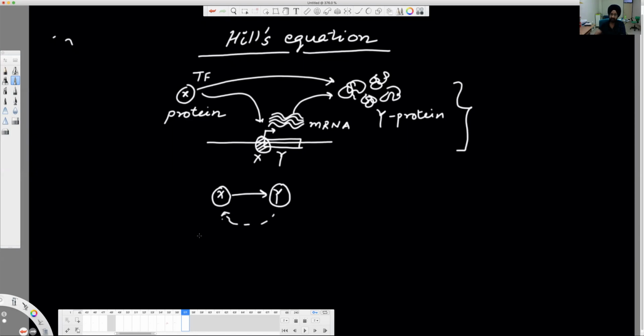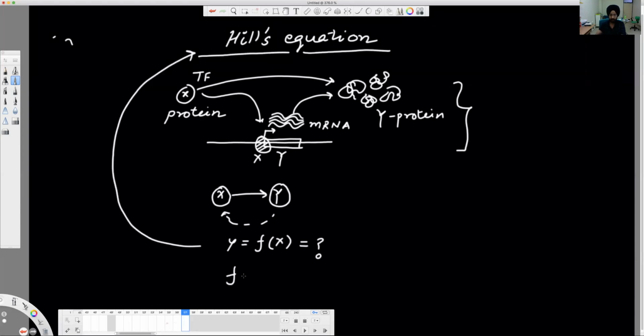What is that function? Okay, so we need to find a function which is, let's say, Y as a function of X, the concentration of X. But this function is unknown to us, right? This is what the Hill's equation does. It tries to find out what is f(X). Okay, so I gave you the example of activation. You can think of an example of repression also, right?